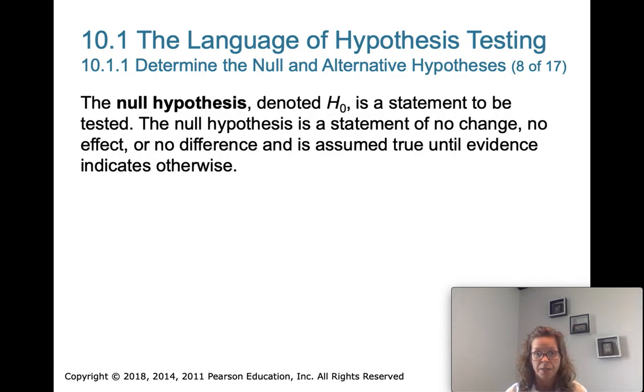Our null hypothesis, which we denote H0 or H naught, H sub 0, is the statement that we're testing. It is a statement of no change, no effect, or no difference. And we assume this to be true until we have enough evidence to conclude otherwise. So we always have our null hypothesis being nothing has changed. That's always the starting assumption, that we must begin with the premise, nothing changed, prove me wrong.